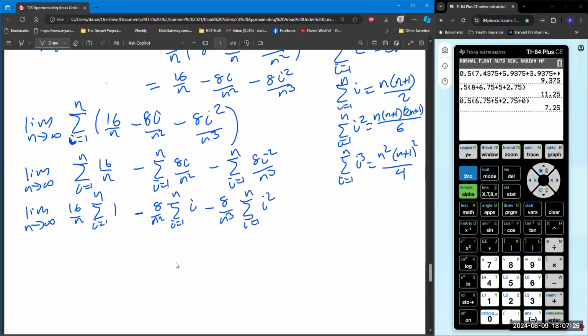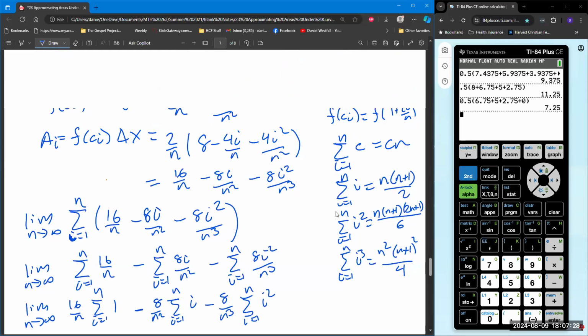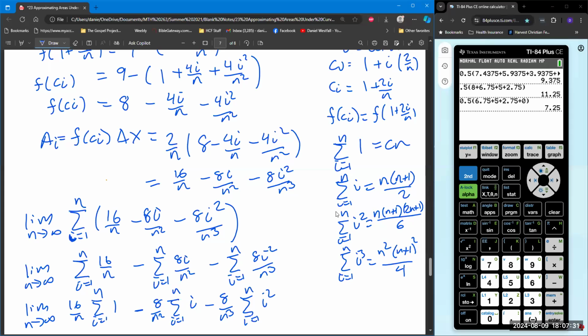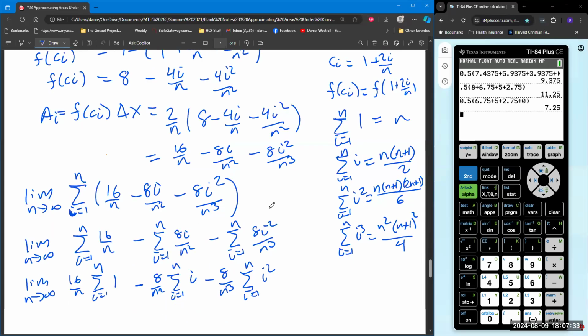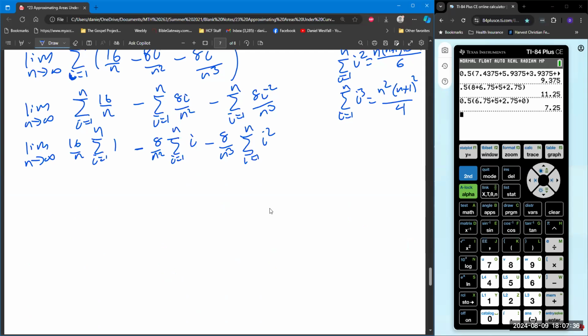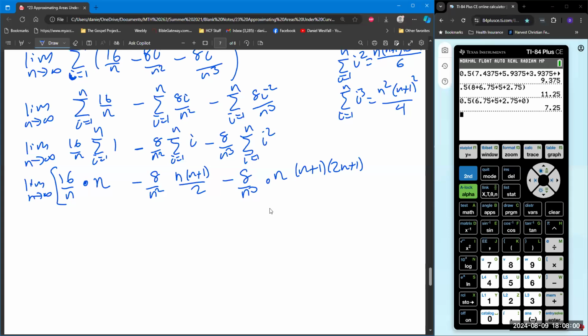My formulas are over here that I'm using. So I'm just going to say if this one is 1, that's going to be n, because I'm going to make that be 1. This is 16 over n times n, minus 8 over n squared times n plus 1 over 2, minus 8 over n cubed times n plus 1 times 2n plus 1 over 6.